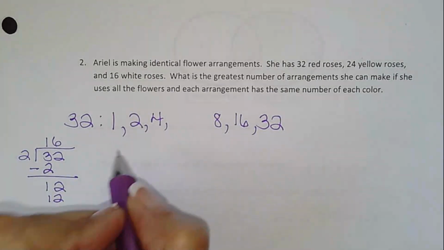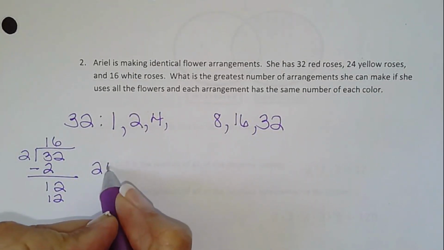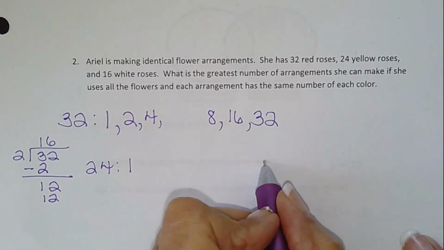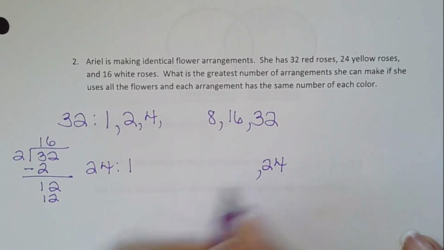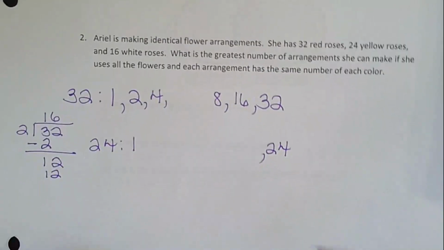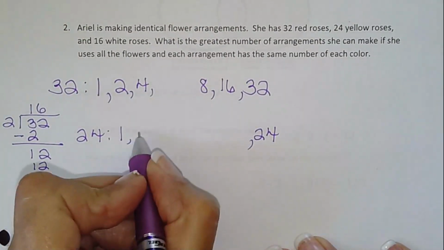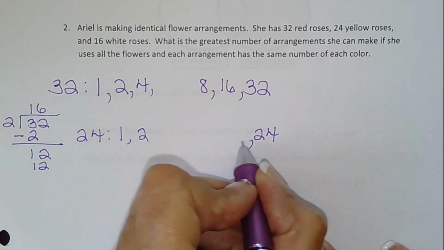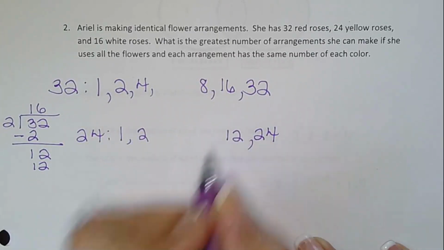And then next we have 24. So we have 1 and 24. And 24 is even. So that means 2 goes into it. Cut 2 in half 1, cut 4 in half 2.